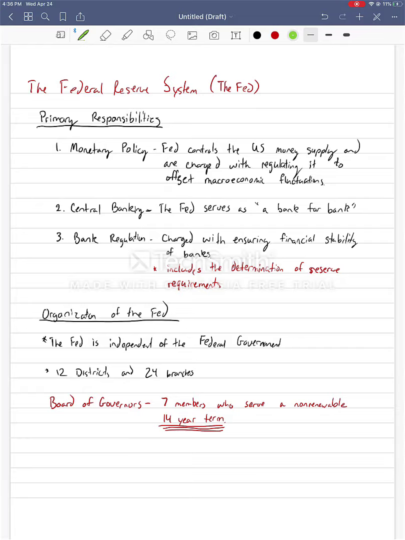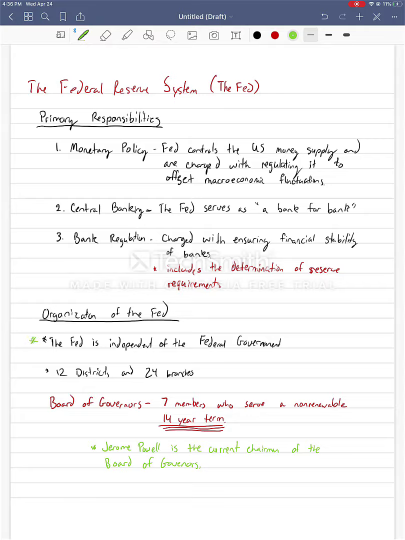Currently, Jerome Powell is the chairman of the Board of Governors. He was sworn in on February 5th, 2018. He was nominated to the position by President Trump and later confirmed by the U.S. Senate. So the Board of Governors is very independent.